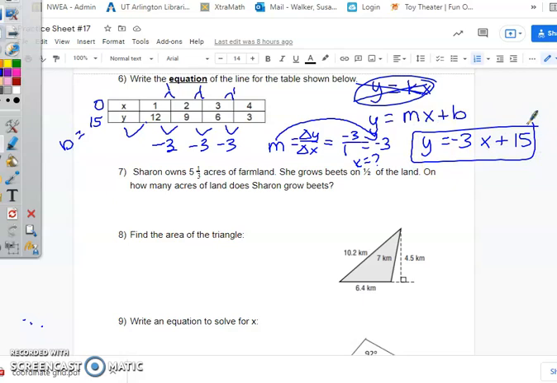Okay, so number 7, it says write in a, sorry, I was looking at a different one. Sharon owns 5 1/3 acres of farmland. She grows beets on half of the land. On how many acres of land does Sharon grow beets? So she grows it on half of this. Half of this is how many acres that she has. So guys, hopefully you know that's a multiply problem. I want to take half of 5 1/3.